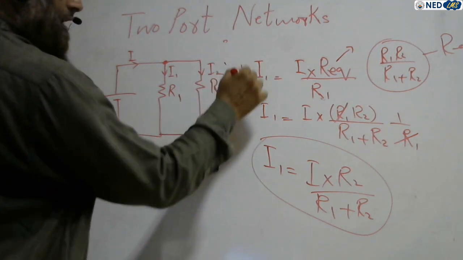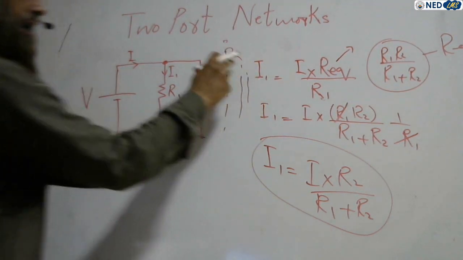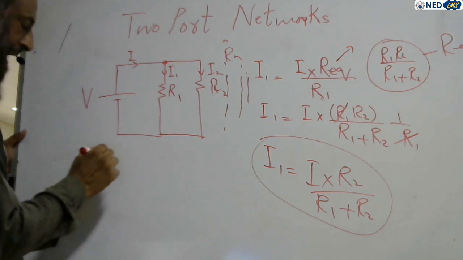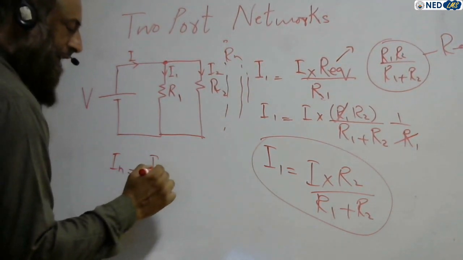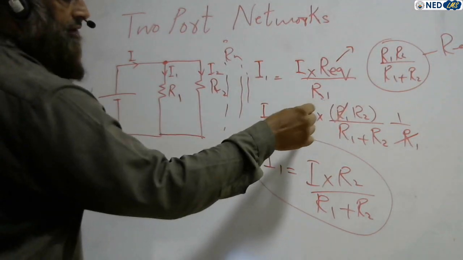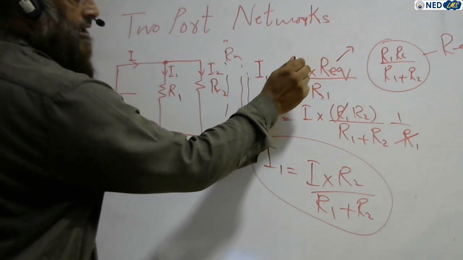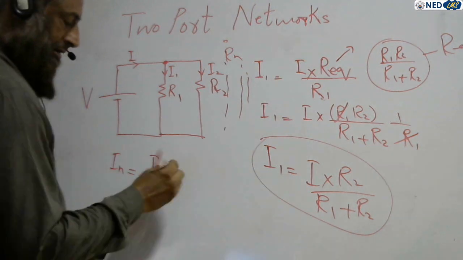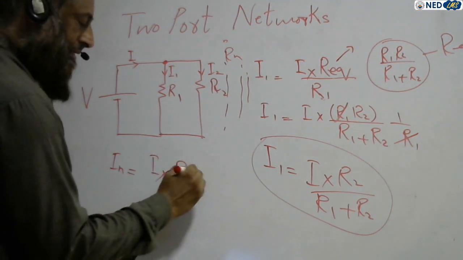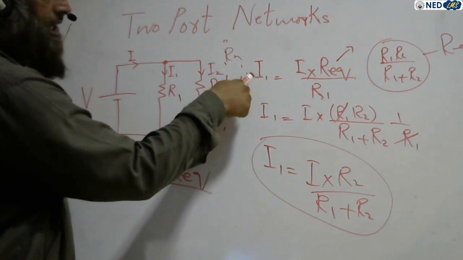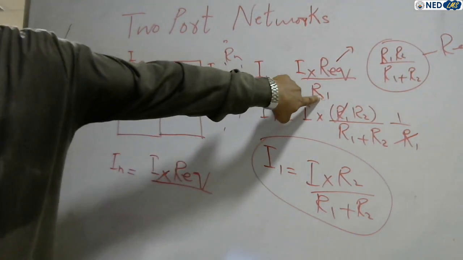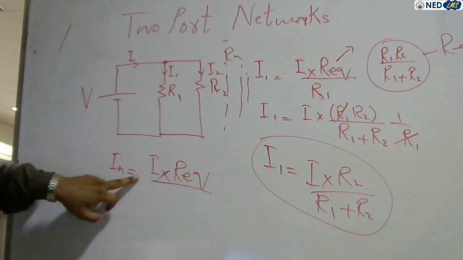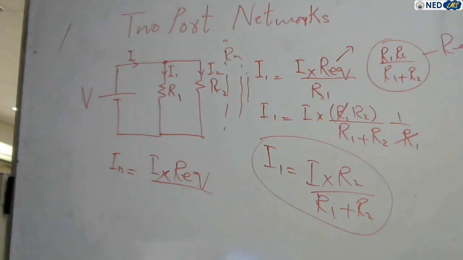R3, R4, R5 till Rn. That is the nth branch resistance. So the nth branch current is equal to total current, see the standard formula: total current multiplied by equivalent resistance, divided by the branch resistance. If the branch is 1, then it is divided by R1. If the branch is n, it is divided by Rn, right?